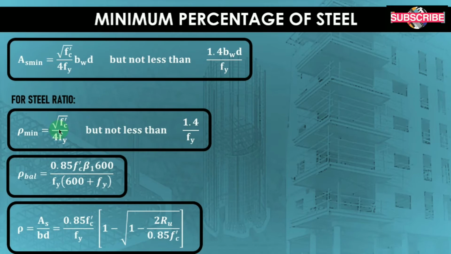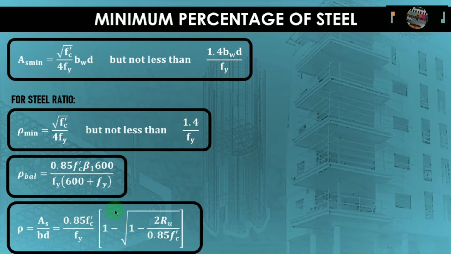Yung ibang authors ay ginagamit itong 0.25 square root of fc prime over Fy, pero ito talaga siya, no? 1 over 4 yan. And dito naman sa ating rho balance is ito 0.85 fc prime beta 1 times 600 all over this Fy times 600 plus Fy. At para naman sa ating rho, ito yung tinatawag natin na actual steel ratio, no? Which is equal now to As, the area of steel over bd, and which is also equal now to this formula, no, at the right side of this one.